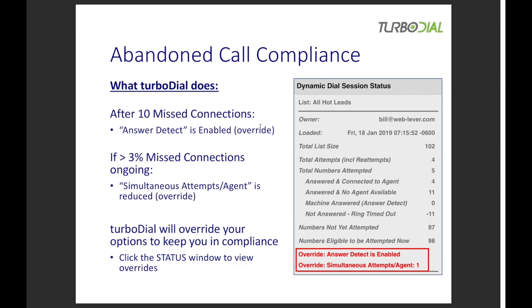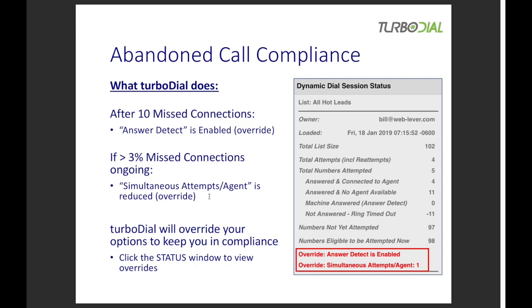In order to help you stay in compliance with this law, TurboDial does some things. First of all, we count your missed connections, and after 10 of them have occurred in this dialing session, TurboDial is going to automatically enable answer detect in your session if you don't already have it enabled. So it will override your setting in order to enable answer detect. And then as it keeps counting, if it sees that on an ongoing basis you're having more than 3% missed connections, then TurboDial is going to reduce the number of simultaneous attempts per agent that you've set so that fewer calls are being made per available agent. So it's going to override your setting to reduce that number.